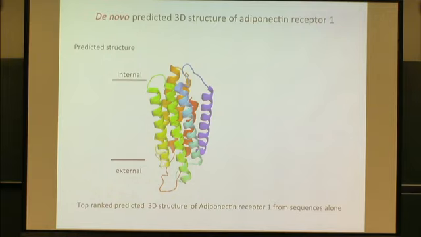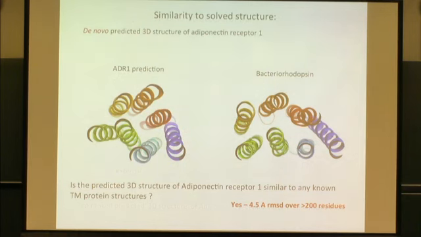What we can do once we've made that prediction is look at how similar it is to all the structures in the database that have been solved. We can ask, is this highly similar to any structure that's already been solved for a different protein? That might mean we believe in it more. It turns out that, yes, it's just under 5 angstroms from this bacterial protein, which is bacteriorhodopsin.